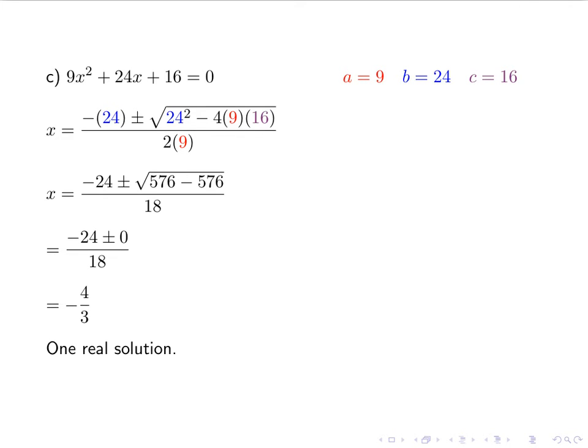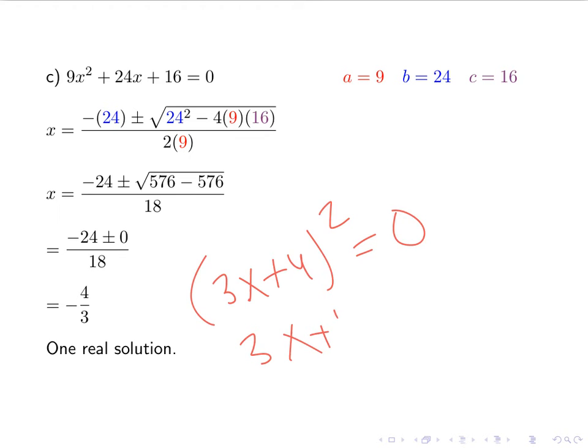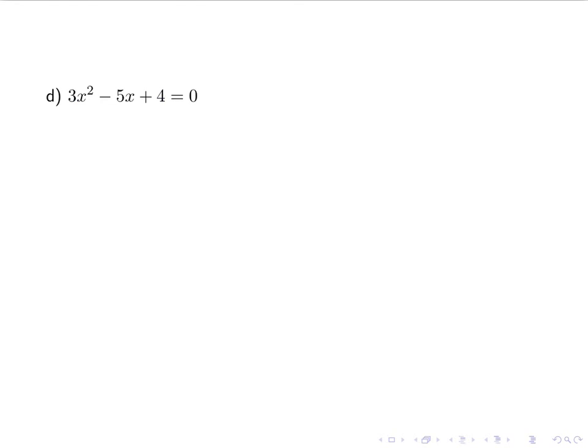The reason that I have one solution means that it was factorable into a square. And if I factored it, I would have 3x plus 4 squared equals 0. So then 3x plus 4 equals 0, and that gives me my one solution of negative 4/3. So again, when I have one solution, it means when I factored it, it would have been a square. So I can have two solutions, I can have one solution. And there's one other possibility, and we'll see that next.